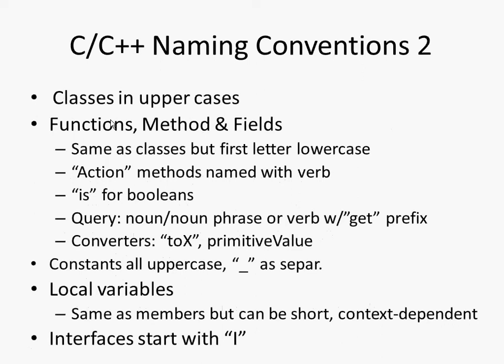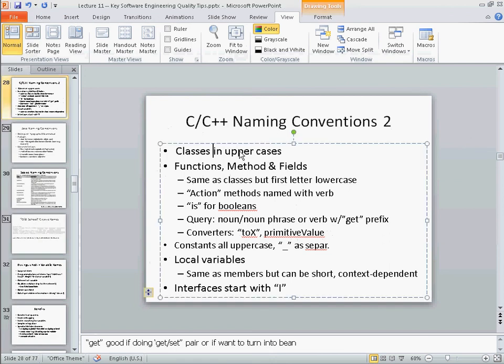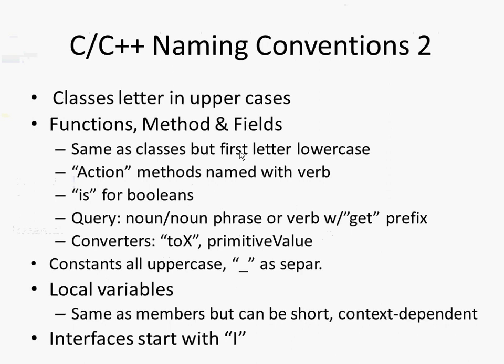So classes in C and C++, and in Java and other languages as well, are by tradition in uppercase. First, I should say the first letter is in uppercase. And if you don't do that, you're going to throw a lot of people off. A lot of people are going to be quite confused. Methods, functions, and fields: first letter lowercase, typically.